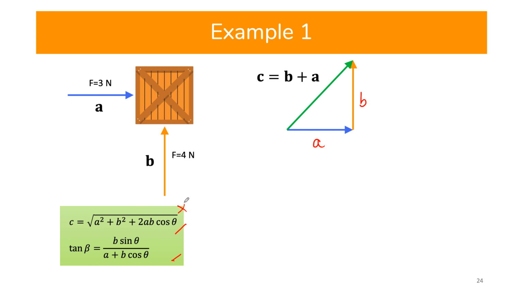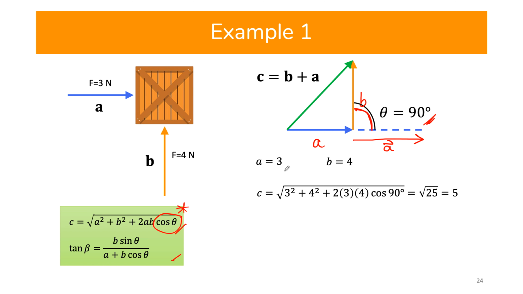So let's start with this one first, the magnitude of the vector C. We need to know the angle theta. Theta is defined by the angle between the vector A and the vector B when you put the tails of these vectors together. So I can easily translate the vector A just a little bit over here so that I can find the angle. And since they are perpendicular, the angle theta is 90 degrees. Also, it's given that the magnitude of A is 3 and the magnitude of B is 4.